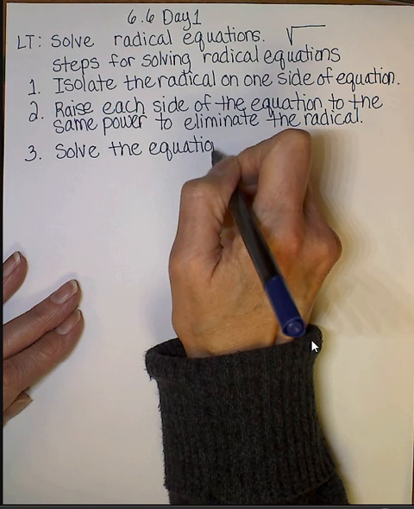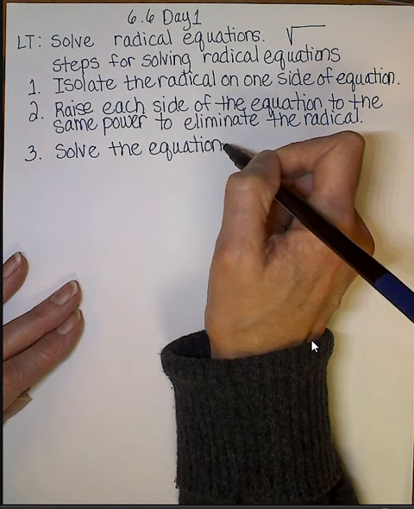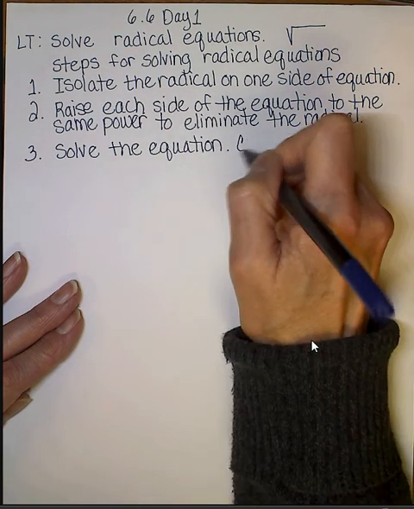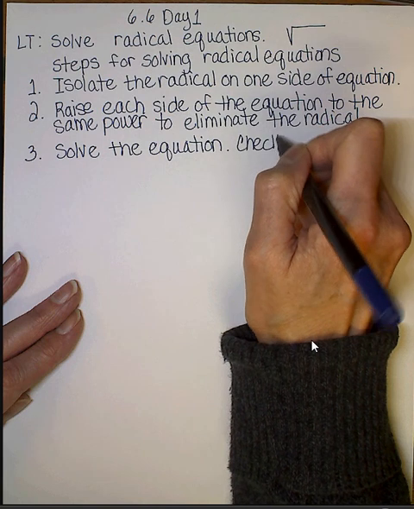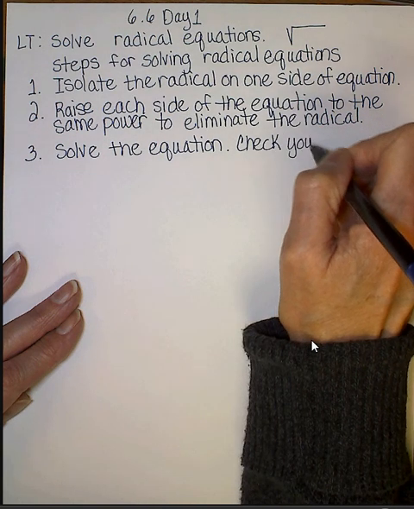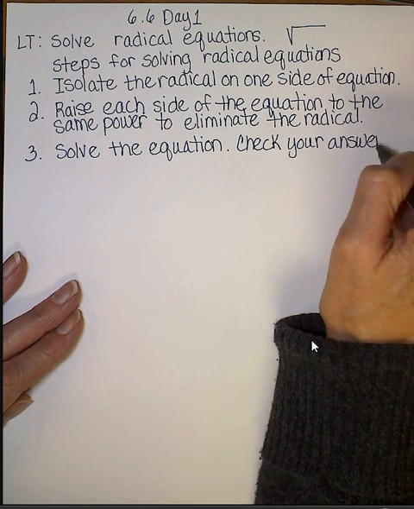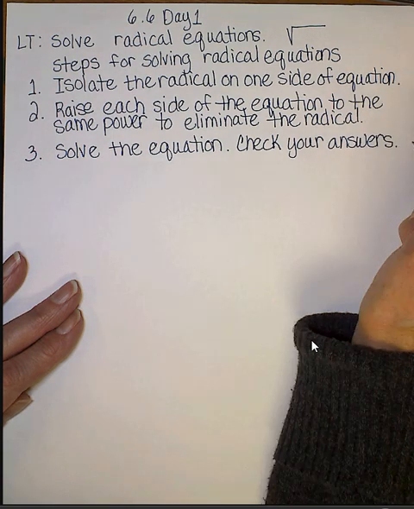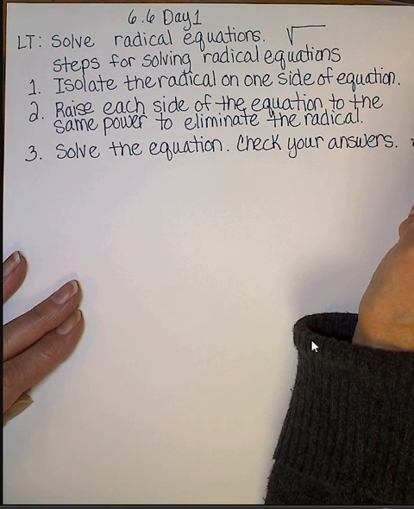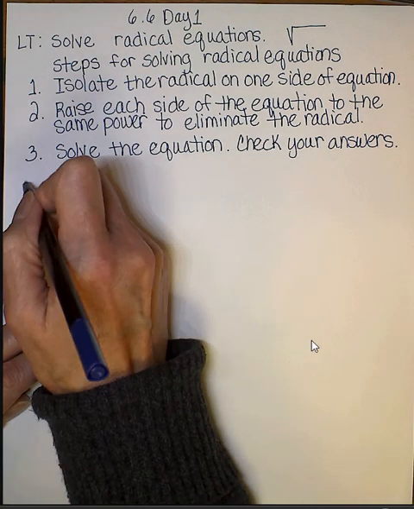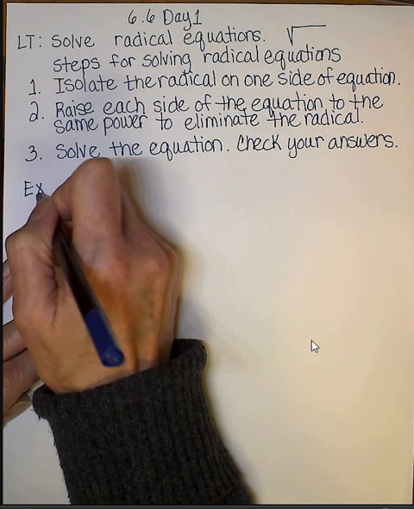When you use this technique of squaring both sides, you need to check your answers. And I'll show you how to do that. Sometimes when you use this technique, you get what we call extraneous solutions. They look like solutions, but they don't work when you plug them back in. Alright, so let's look at our first example.